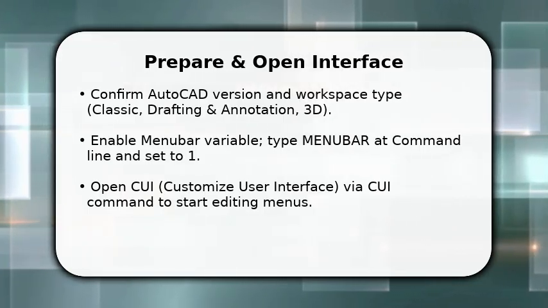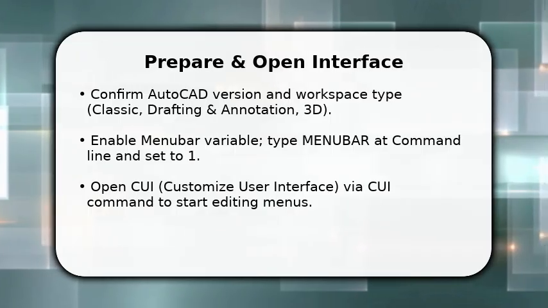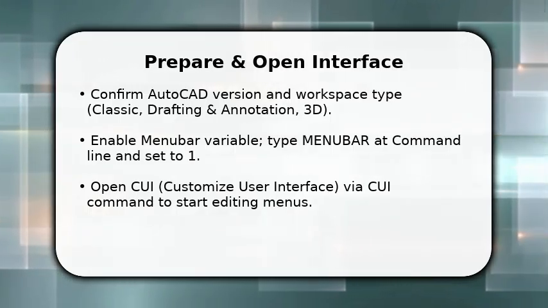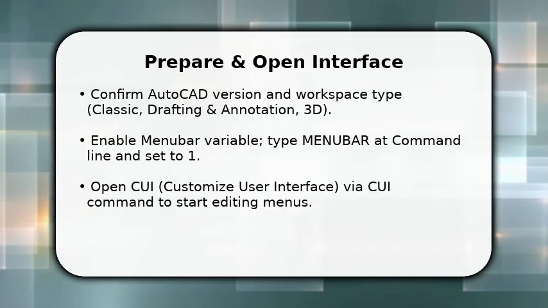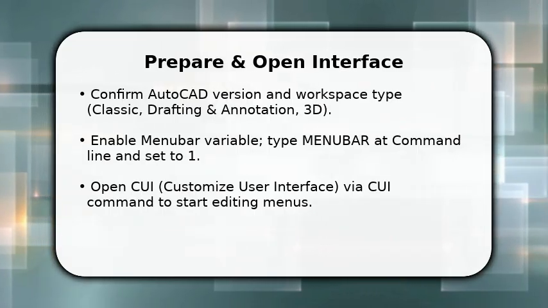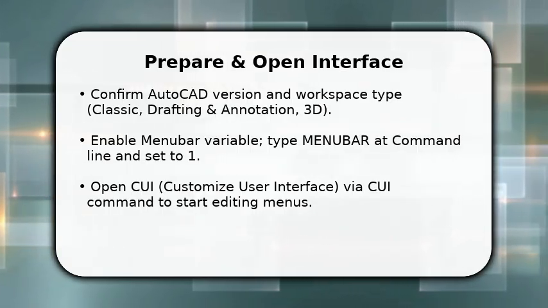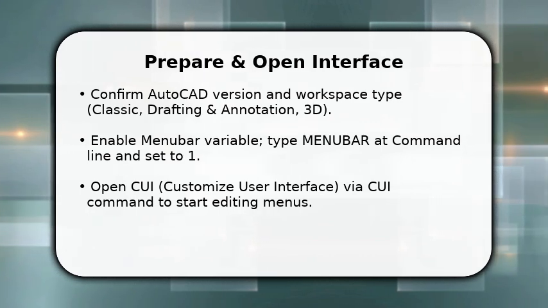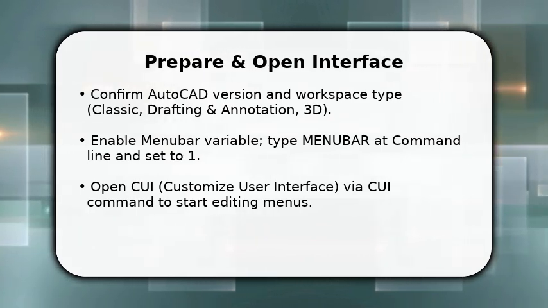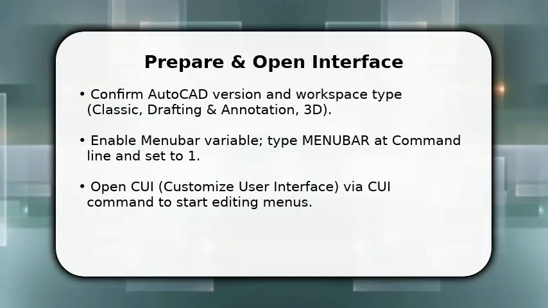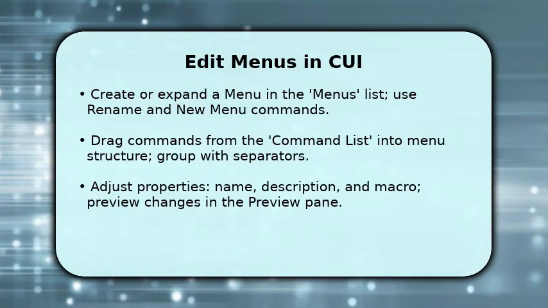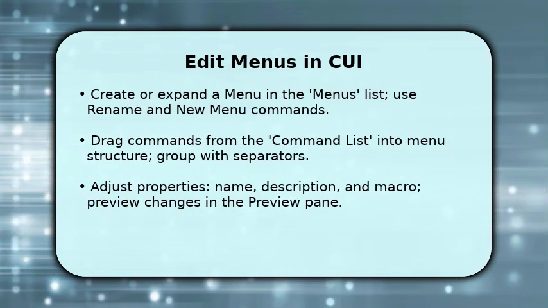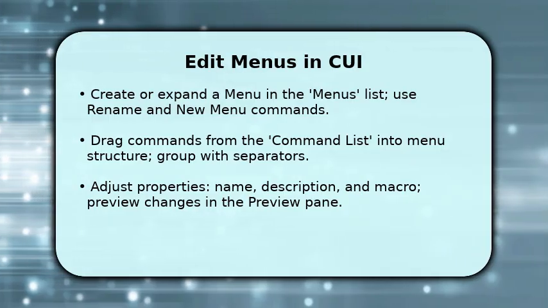Next, open CUI, Customize User Interface, because this is where you modify menu structure, items, and visibility. As you enter CUI, focus on the Menus node on the left. That's where you'll create new menus or edit existing ones before assigning them to a workspace. Once inside CUI, expand the Menus node and either create a new menu or select one to edit.